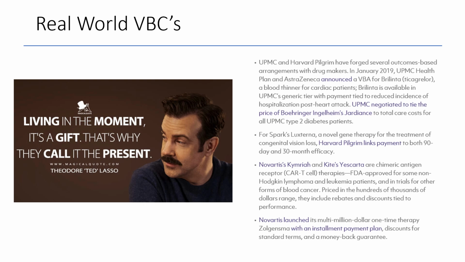Spark, they have a drug called Luxturna that's a gene therapy for the treatment of congenital vision loss. They have a value-based contract that's been in the market for quite some time. CAR-T, Kymriah and Yescarta are a couple CAR-T therapies that are very expensive, hundreds of thousands of dollars. They have value-based contracts that they've put into the market for failure. Novartis launched Zolgensma, which is a gene therapy for spinal muscular atrophy, and they did offer an installment payment plan and a money-back guarantee for failure.